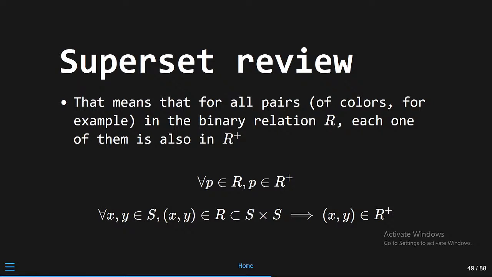But how do I say this? For all x and y in some set, if x and y are in some binary, or, well, that's just R.